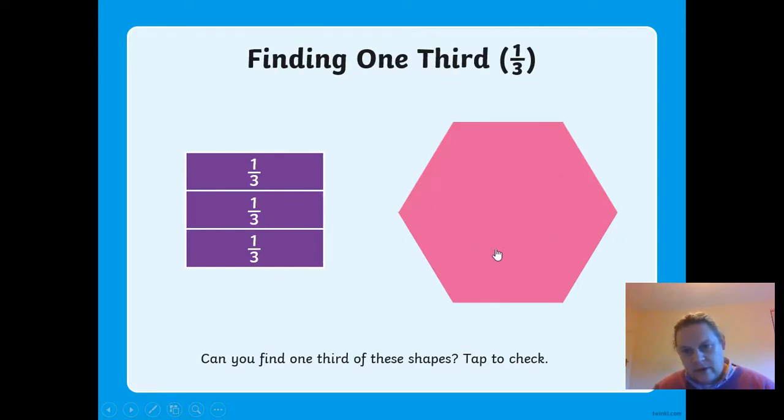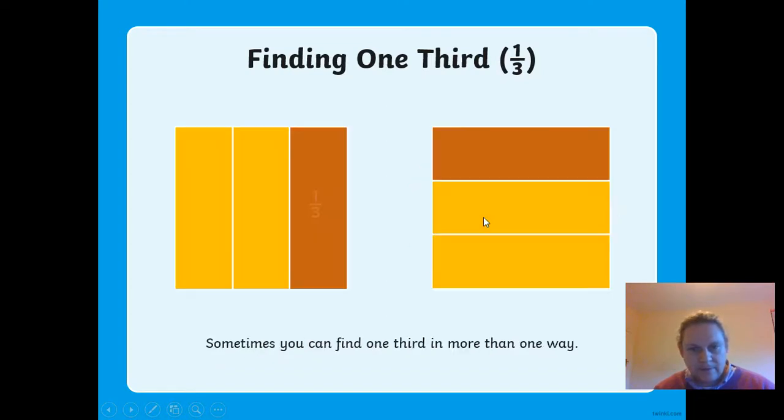Now, dividing this one into 3 is a little bit trickier. Let's see how we can do that. 1/3, 1/3, and 1/3. 3 exactly equal pieces. Not as easy to see that they're 3 equal pieces, but they are exactly equal. If we took one of them and overlaid it over the other one, we would see that they're exactly the same size.